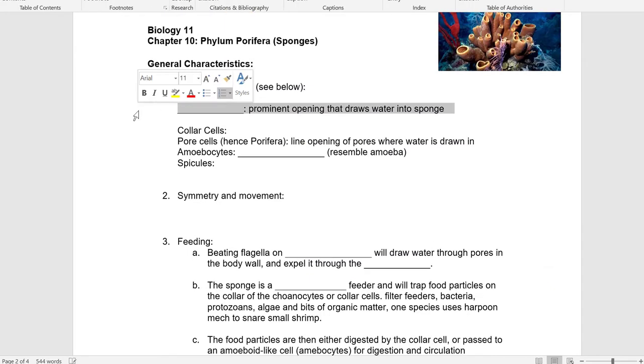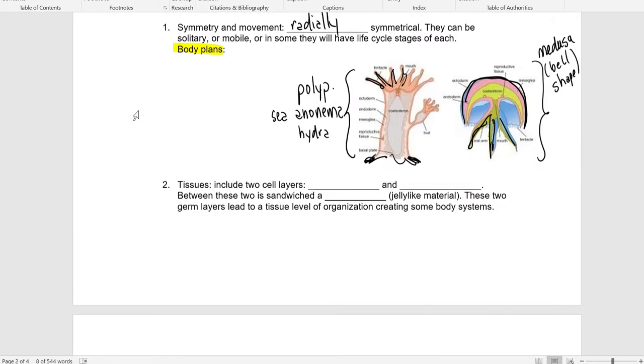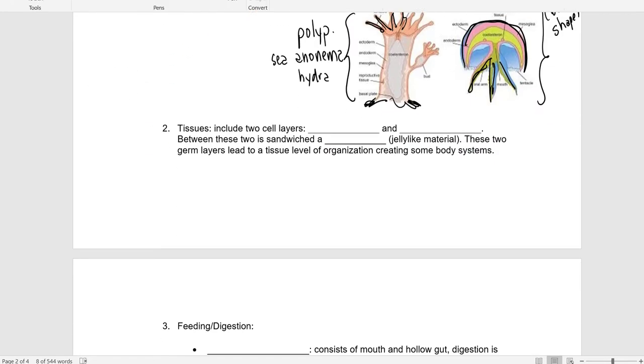Now, we've got the development of tissues starting to happen. So we've got two tissue layers. Those two tissue layers include the epidermis. So that's kind of this outer layer of tissue, right? And if we think about here, this outer layer, and then we have the gastrodermis. So this is a layer lining what's called the gastrovascular cavity, which is kind of their pseudo-stomach.